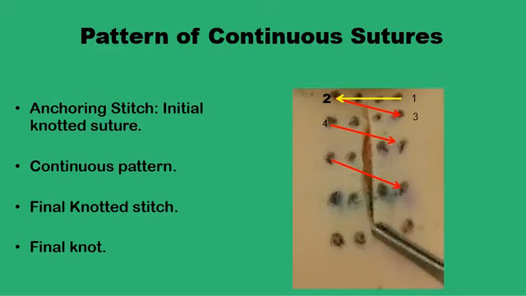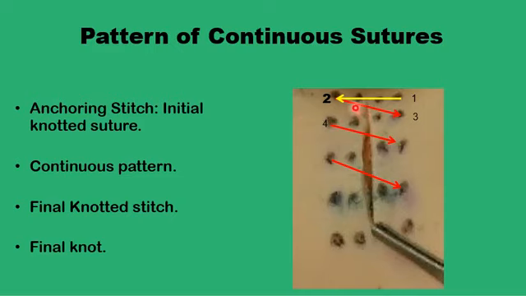All of the continuous sutures share a certain pattern. This pattern can be divided into these 4 elements. It starts with an anchoring stitch, the very first stitch to be inserted into the wound, and this would be placed at the wound apex on one side of the wound, and this anchoring stitch would be tied to provide some stability to the suture line, followed by repetitive units of the continuous pattern.